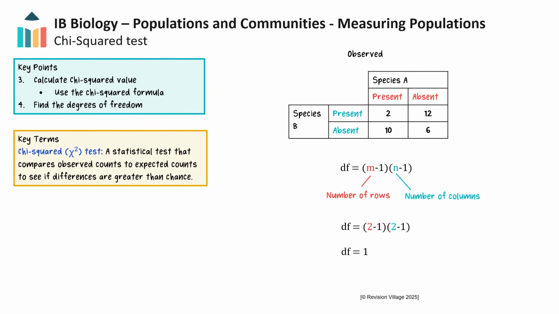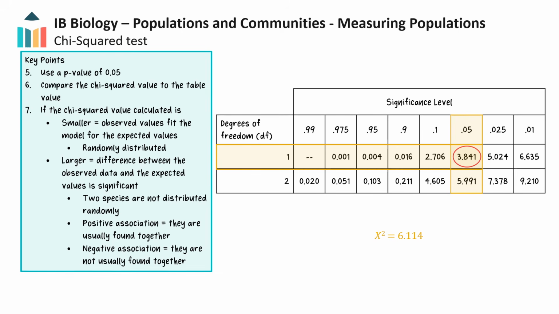Once we have the chi-square value, we compare it to a chi-square table. To do this, we need to know the degrees of freedom in our dataset, which we calculate using the formula degrees of freedom equals (m minus 1) times (n minus 1). M is the number of rows in our data table, and n is the number of columns. Since we have 2 rows and 2 columns, our degrees of freedom is 1. We would use the row corresponding to 1 degree of freedom in the chi-square table. And in biology, we almost always use a p-value of 0.05. This table allows us to accommodate larger sets of data if we were comparing more sets of values.